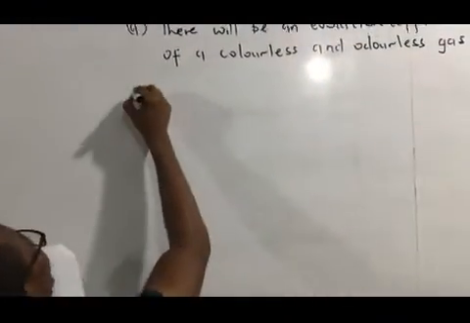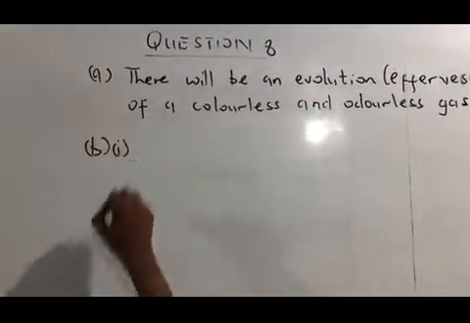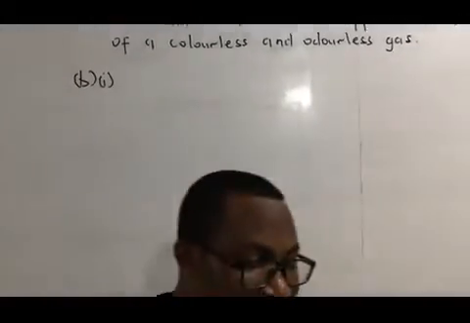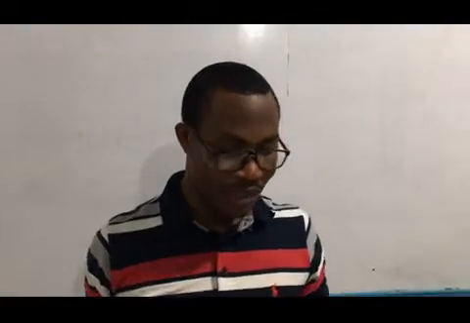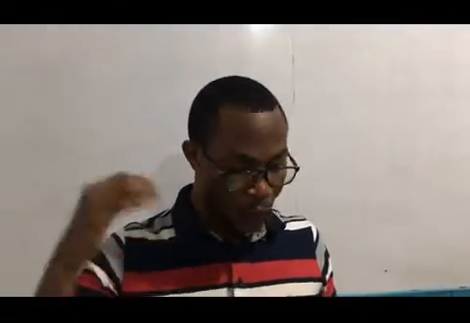Then BI. BI says, arrange the test tubes C, D, E, and F in order of increasing reactivity. So the question is asking in which test tube the reaction would be highest. You are rating it from lowest to highest, so you start with the test tube in which the rate of the reaction will be slowest, up to the one in which the rate of the reaction will be highest.